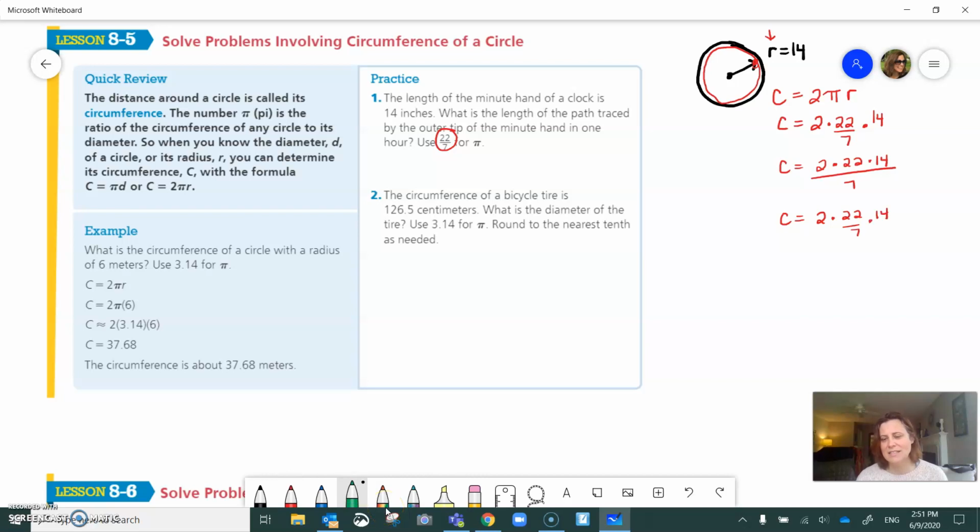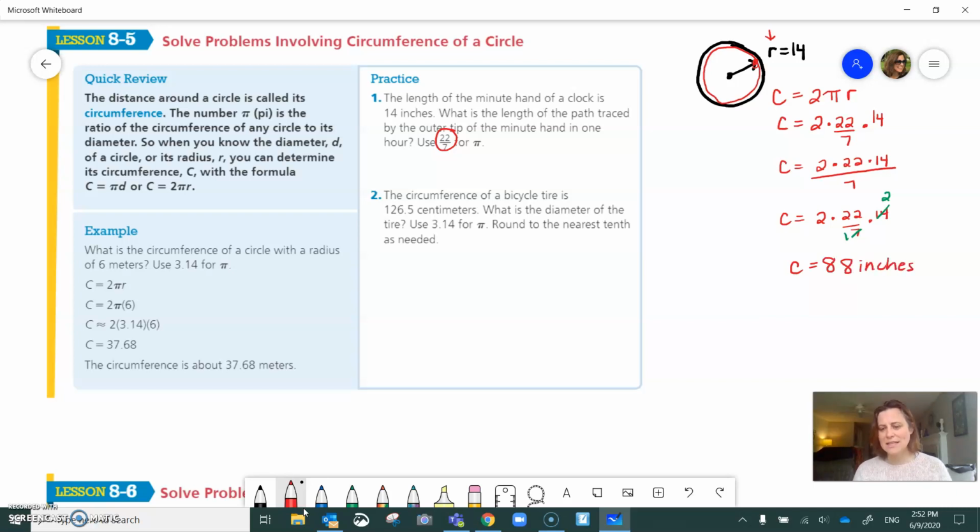Some people might look at this and think, well, the 7 and the 14 can reduce. 7 goes into 7 once and 7 goes into 14 twice. So we could do 2 times 22 times 2, which also works. Actually, I think that's the one that I like the most. 2 times 22 is 44. 44 times 2 is 88.